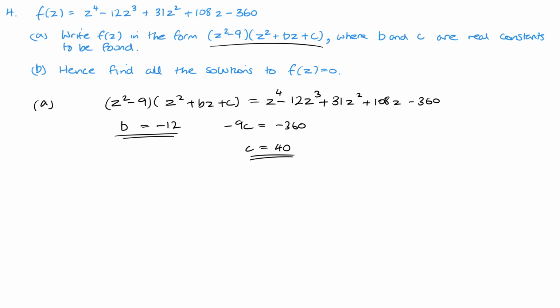So that was obviously part A. Once you got these, finding the solutions to part B are really straightforward. It's just finding this quadratic equal to 0 and solve. So I'll do that with a bit of speed.